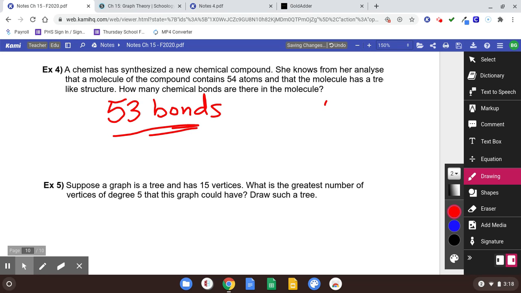Okay, talking about an atom. You got 54 atoms, but their bond is just the edge. So 54 atoms, 53 bonds.